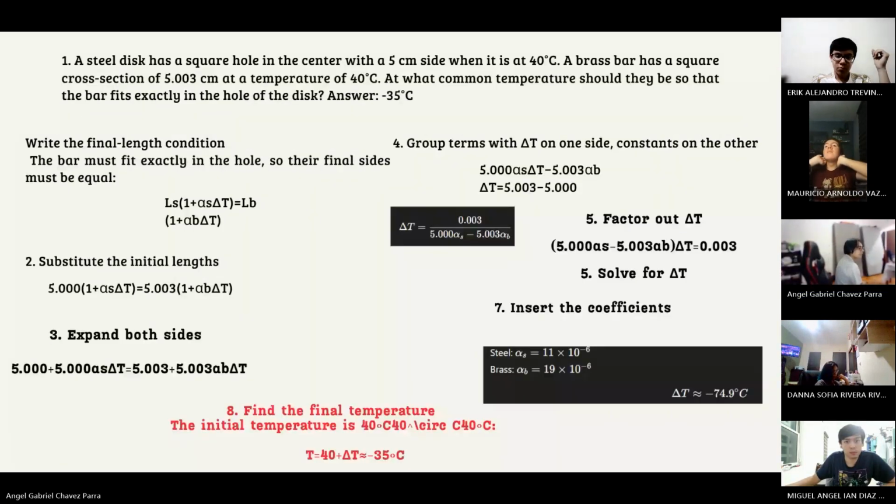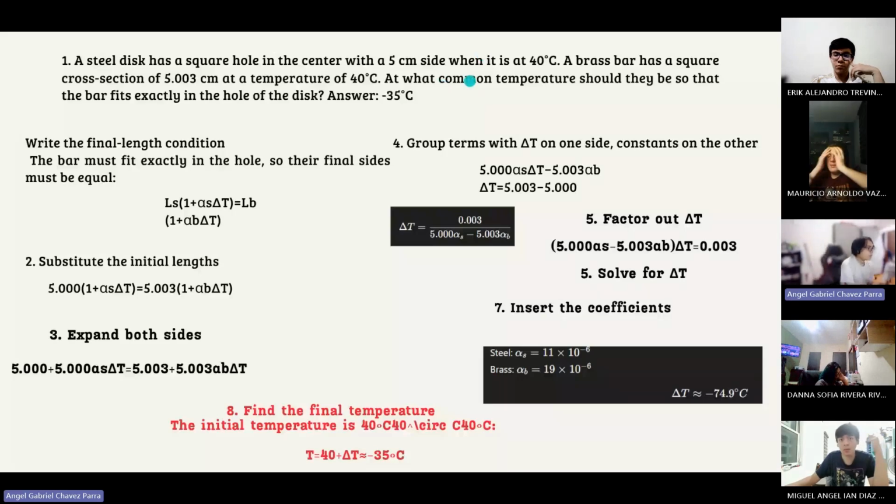A steel disk has a square hole in the center, with a side of 5 cm at 40 degrees. A brass bar has a square cross section of 5 cm at the same temperature. At what common temperature should they be so that the bar fits exactly in the hole in the disk?